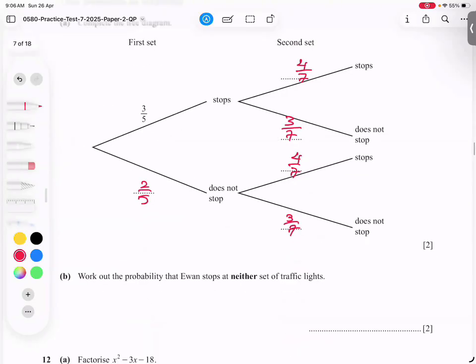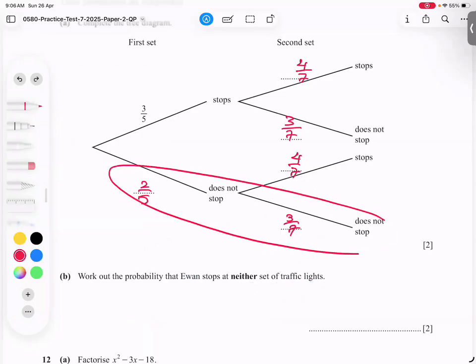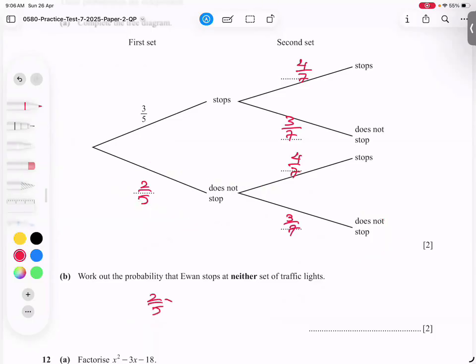So work out the probability that the car stops at neither of the traffic lights. So neither means not and not. Does not, does not. So 2 over 5 times 3 over 7. So we get 6 over 35. I think the point is very clear. Okay.